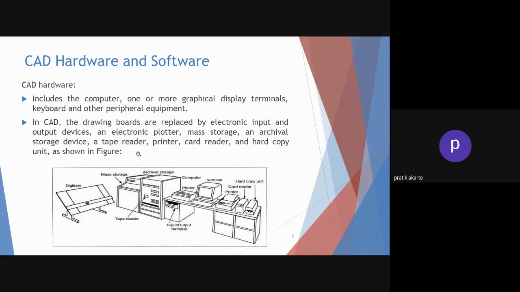Okay, so CAD hardware basically includes computers, display terminal, keyboards, and other supporting or peripheral equipments. Okay, so this is what we call CAD. We have electronic input and output devices. Output devices like plotters, input devices such as keyboard, then hard copy units, etc., which is shown in the figure. So this is called the complete CAD hardware, which is used for computer-aided design.